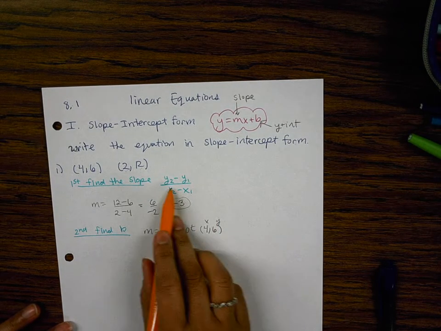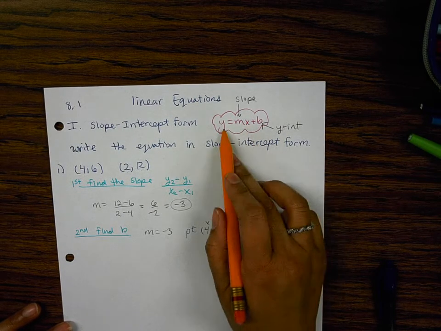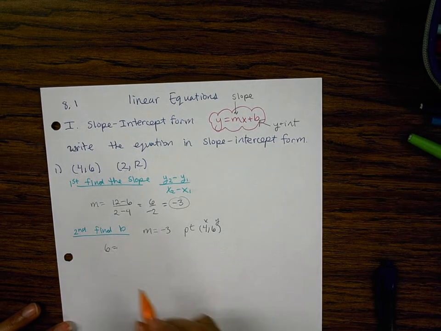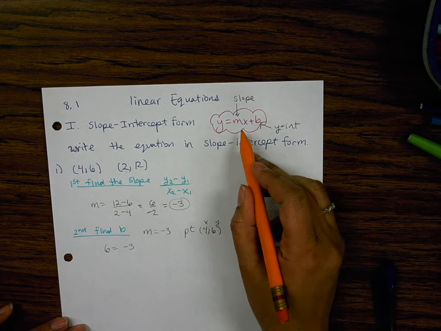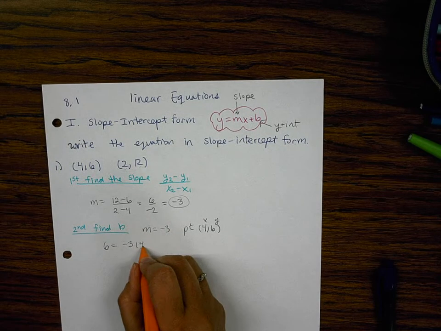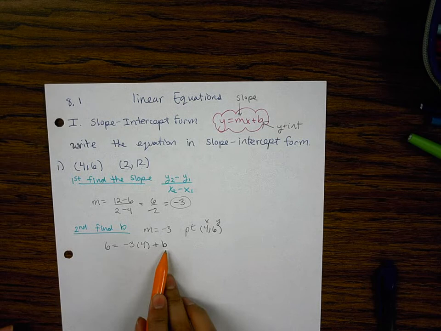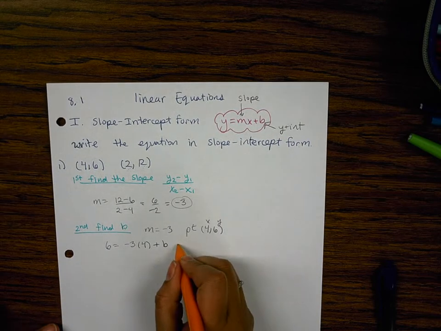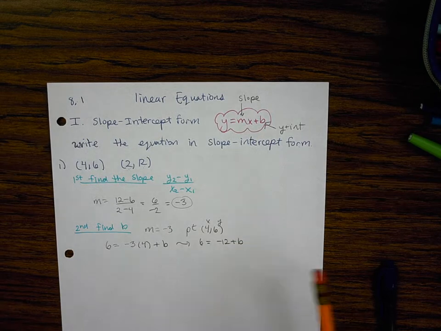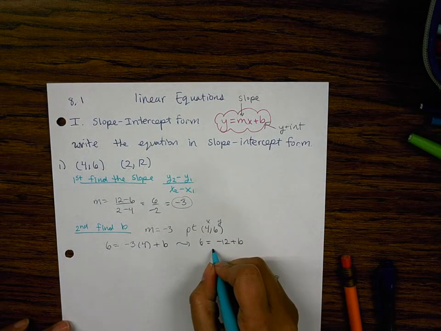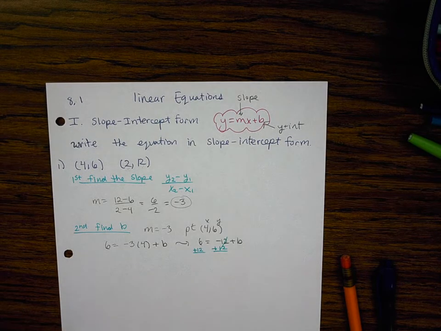In the y equals mx plus b form, for the y I'm plugging in 6 equals, for the m I'm plugging in negative 3. For the x I'm plugging in 4. Plus b is what I'm looking for. Y equals mx plus b. Do you remember how to do this? Which gives me 6 equals negative 12 plus b. Add the 12 over to the other side. b equals 18.